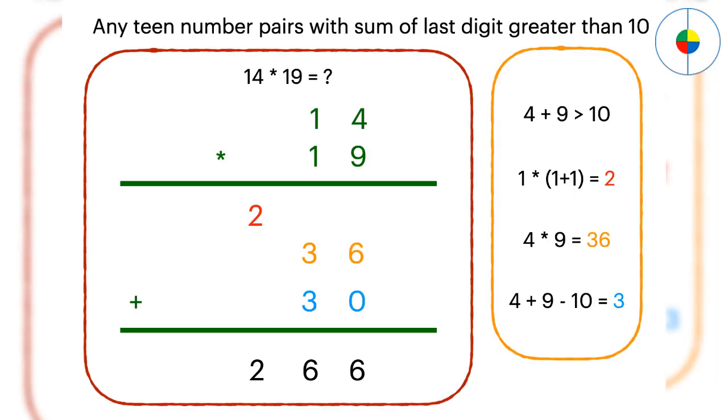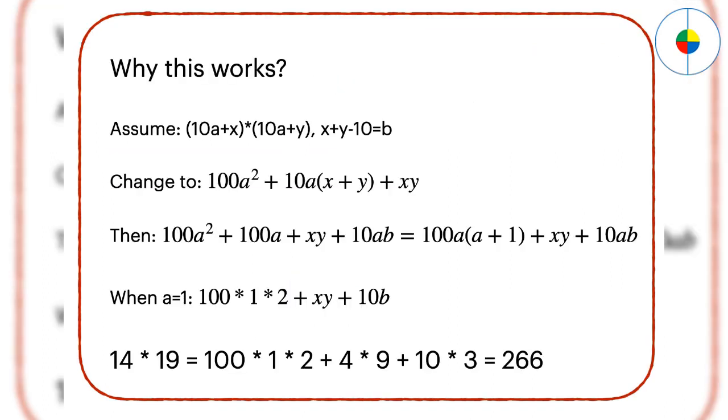Let's return to multiplying two teen numbers. If the sum of one's digit is greater than 10, you multiply the last two digits, and add 2 to the hundreds position. Then, you need to add the sum of one's digits minus 10 to the tens position. Here is the reasoning behind it. Assume B is the sum of one's digits minus 10. This expression can be reorganized to a better way for easier calculation. Even though A can be any number, A equals 1 is the easiest one for calculation.